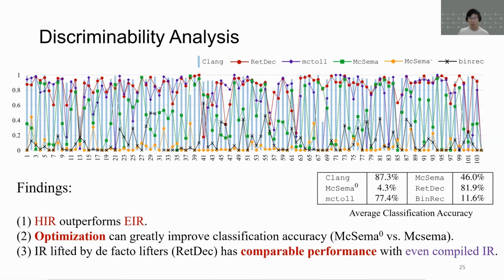For discriminability analysis, we find that HIR generally outperforms EIR, and optimization can significantly improve classification accuracy. Also, IR lifted by HIR lifters, like RetDec and McSema, has comparable performance with even compiled IR.